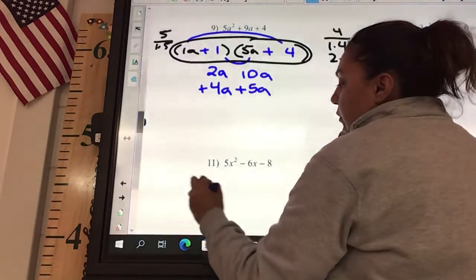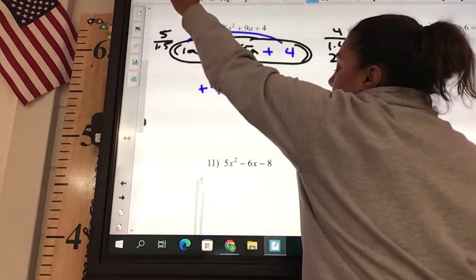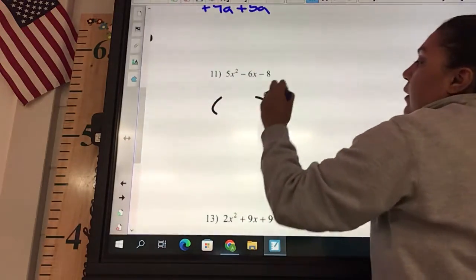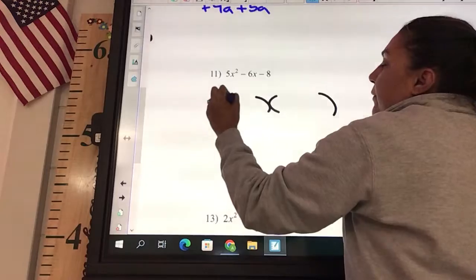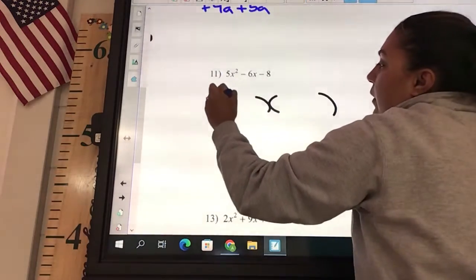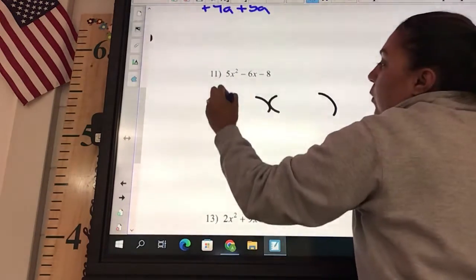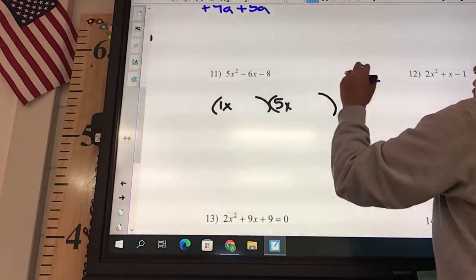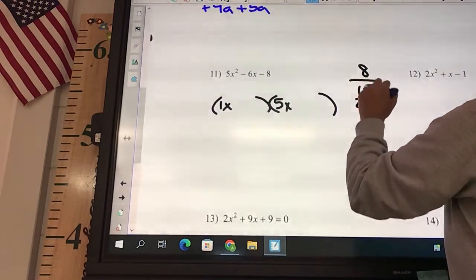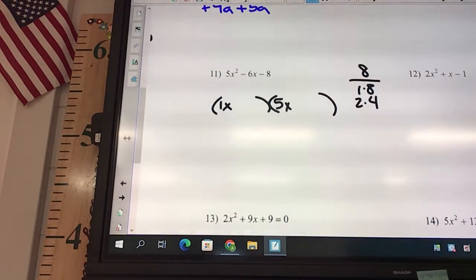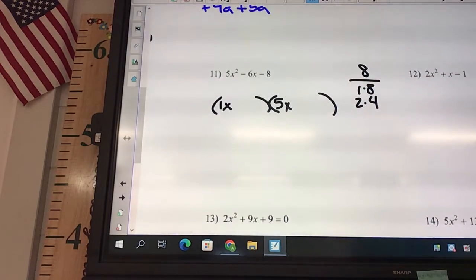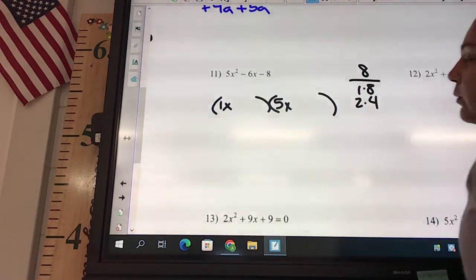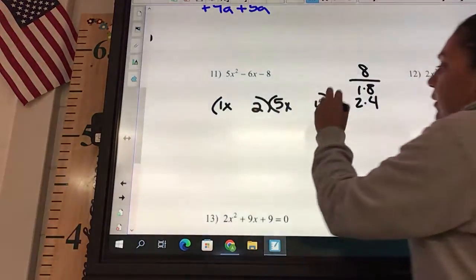Okay, 11, draw your 2 parentheses. Okay, and if I'm going too fast, pause it while I'm scrolling. We got 1 and 5, X and X, and I got an 8. So I got 1 and 8, 2 and 4. Okay, so same thing, kind of pick. Okay, and I'm going to go with, we'll try 2, then 4, I feel like.